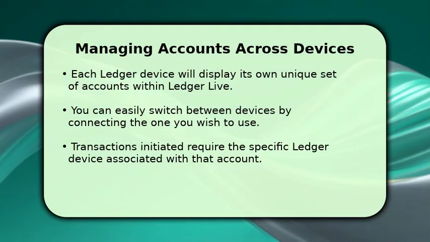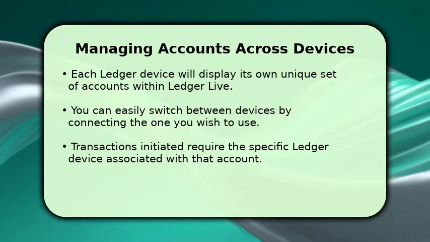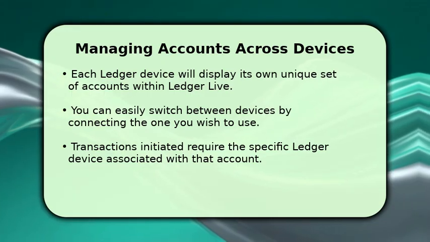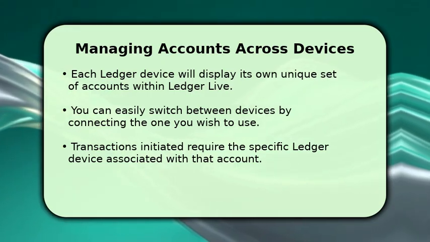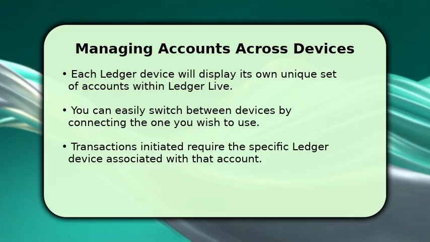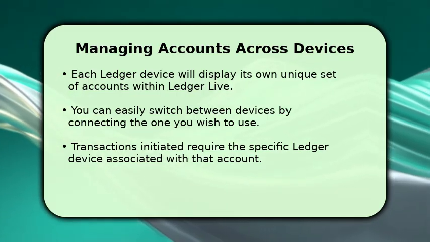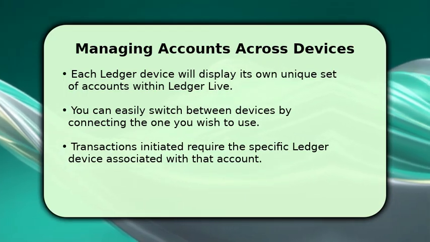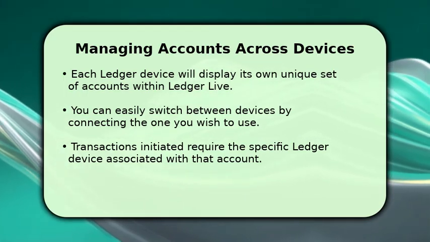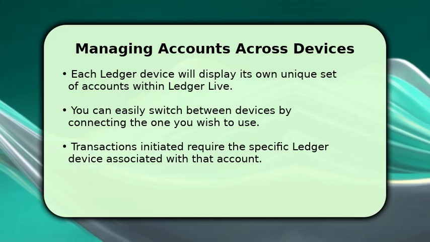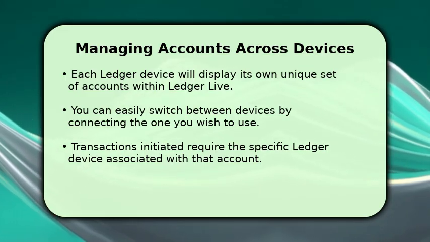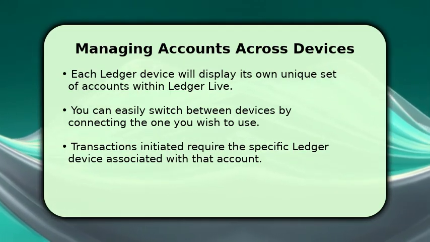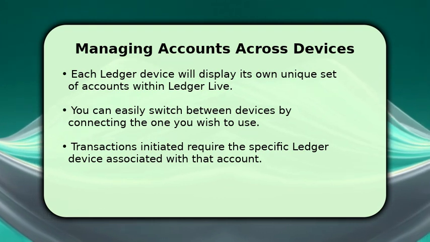Once you have added accounts from multiple ledger devices, managing them is intuitive. When you connect a specific ledger, Ledger Live will automatically display only the accounts associated with that particular device. If you need to access accounts from another ledger, simply disconnect the current one and connect the desired device. Remember, any transaction, whether sending or receiving, will always require the physical presence and confirmation on the exact ledger hardware wallet holding those funds. This provides a robust layer of security.